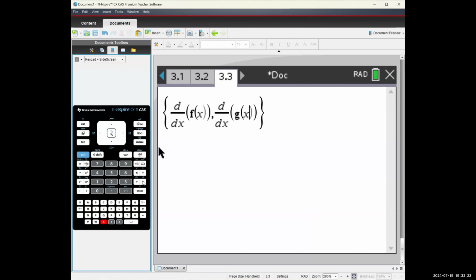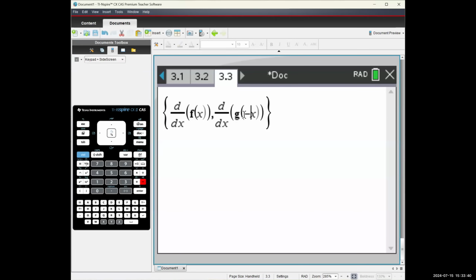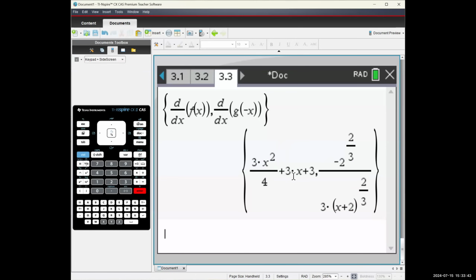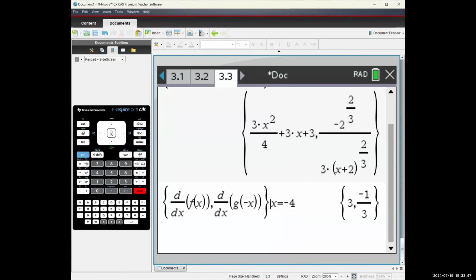Yep, g of x is the... actually, should I use g of x, or do I actually need to use g minus x? Yep, I need to use g minus x. And I could solve in x equals to -4.